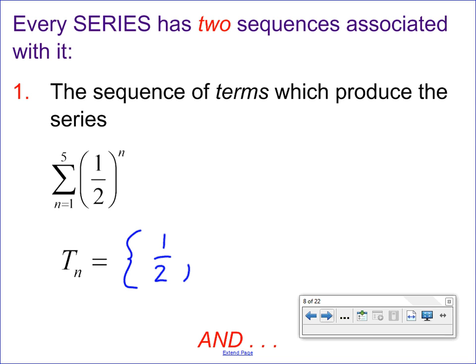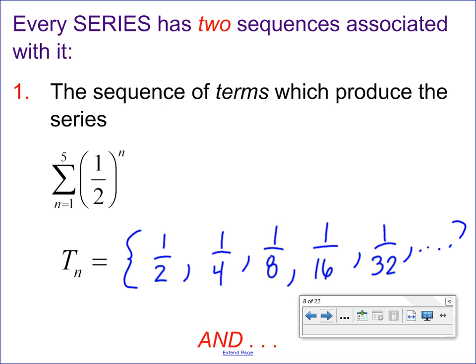Next would be 1 fourth. Is that what you guys are getting? And then 1 eighth. Oh, I see what's going on here. 1 16th, 1 32nd. Well, the sequence t sub n would go on forever. The fifth partial sum given by our sigma notation here would just be the sum of the first five terms.